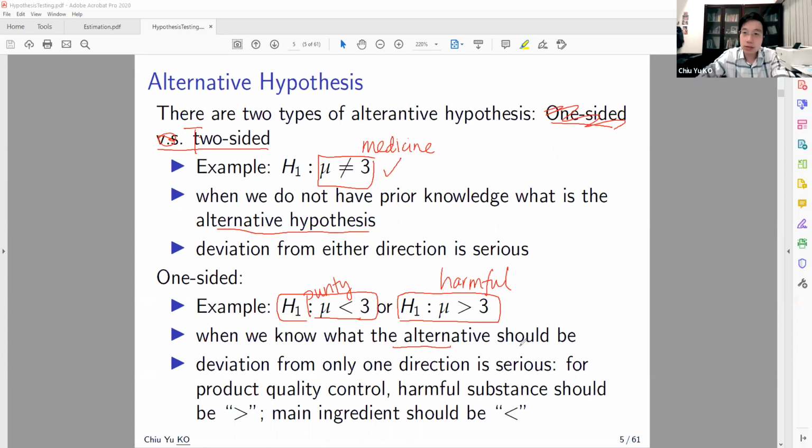Is that clear how we decide the alternative? It depends on which consequence will be a big issue. And of course, in most cases, you do two-sided, but there are scenarios where you focus on one side, as we said. And later you will see that there is not too much difference between the two. It's just how you do the testing. Okay. If there's no further question, we proceed.